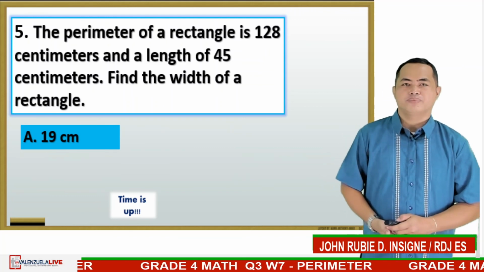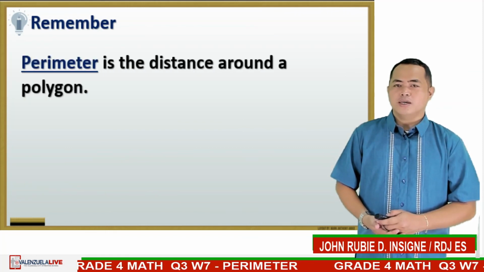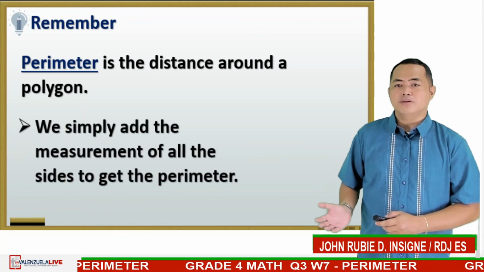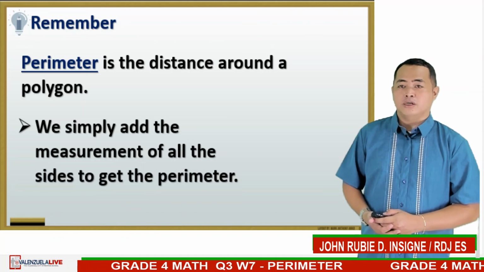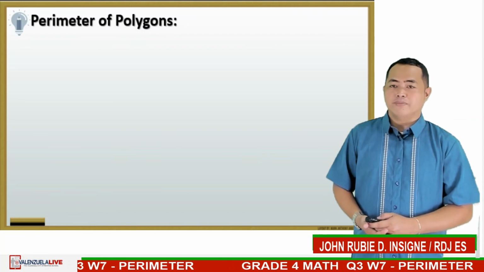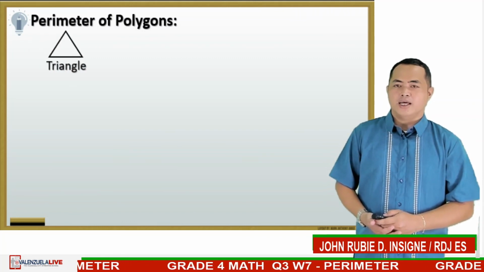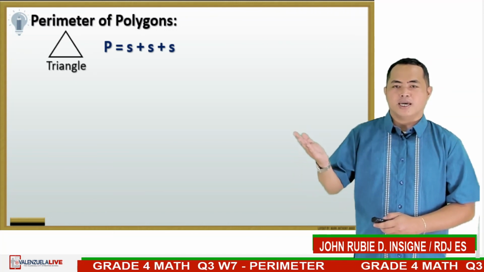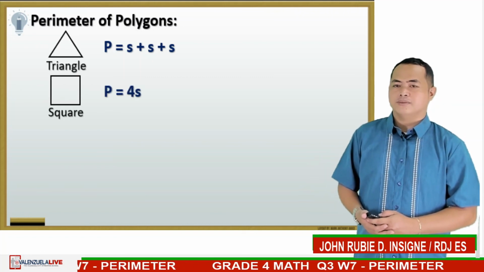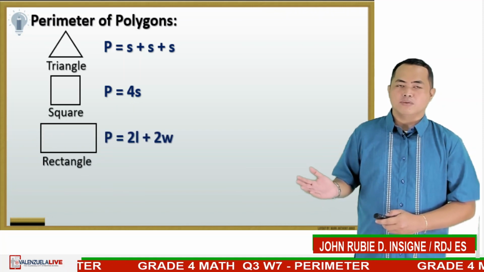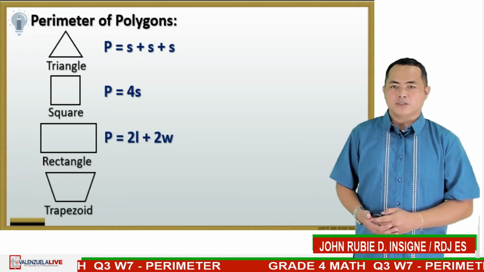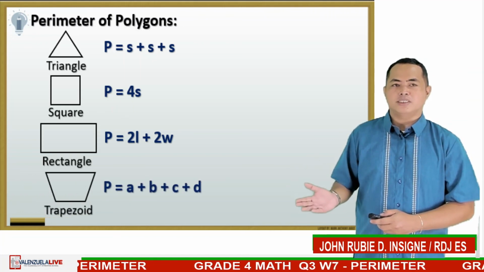You are great. To sum up, when we say perimeter, it is the distance around a polygon. We simply add the measurement of all sides to get the perimeter of a given polygon. Here are some examples of formula in finding the perimeter of some polygons. For triangle, P is equal to S plus S plus S. For square, P is equal to 4 times S. Rectangle, P is equal to 2 times length plus 2 times width, or 2L plus 2W. And for trapezoid, P is equal to A plus B plus C plus D.